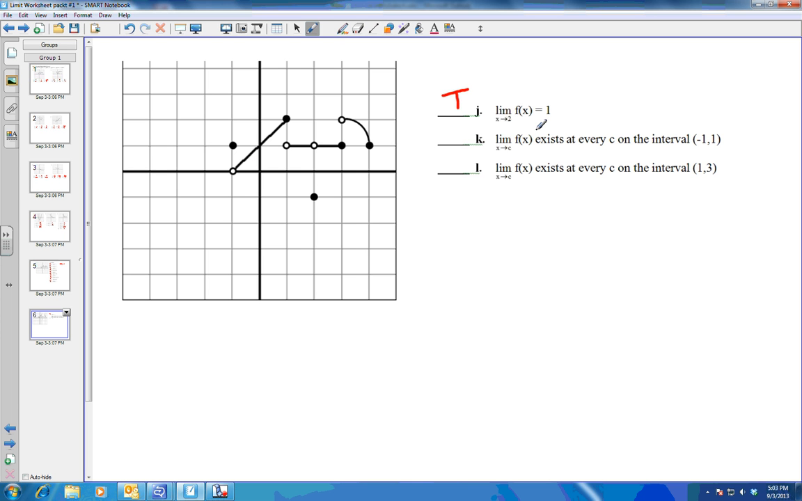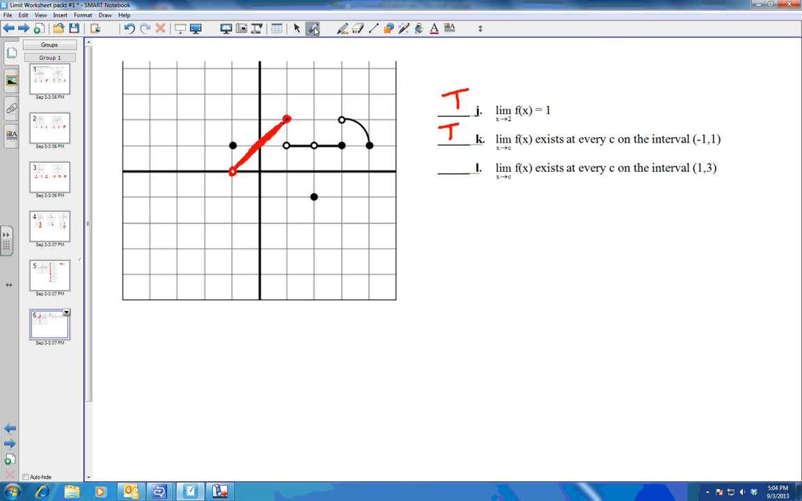That's true. The limit as x approaches c exists at every c on the interval from 0 to 1. So here's what they're saying. From 0 to 1, just in between those. It doesn't include the endpoints, because it's an open interval. Those parentheses mean open intervals. Does the limit exist on this red line everywhere? Yes, it does. There's no breaks in the graph, so the limit does exist.